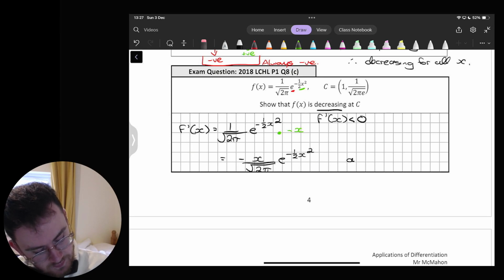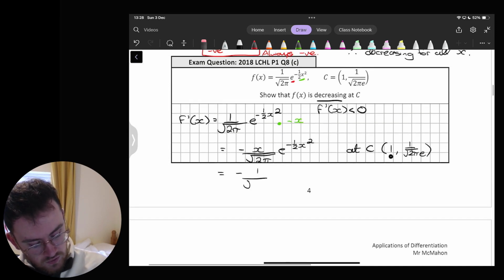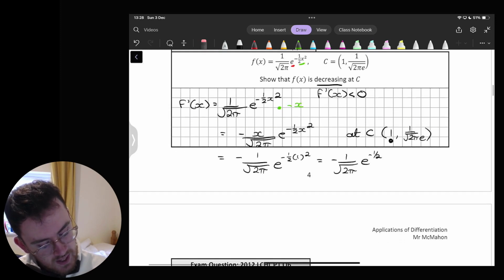So at C, which is the point 1 over root 2 pi e, I'm just focusing on the 1 part because that's the x value. So I get minus 1 over root 2 pi e to the power of minus a half times 1 squared, which is going to be minus 1 over root 2 pi e to the power of minus a half. I can bring all of that down with me to get minus 1 over root 2 pi, and I'm going to take the e underneath as well.